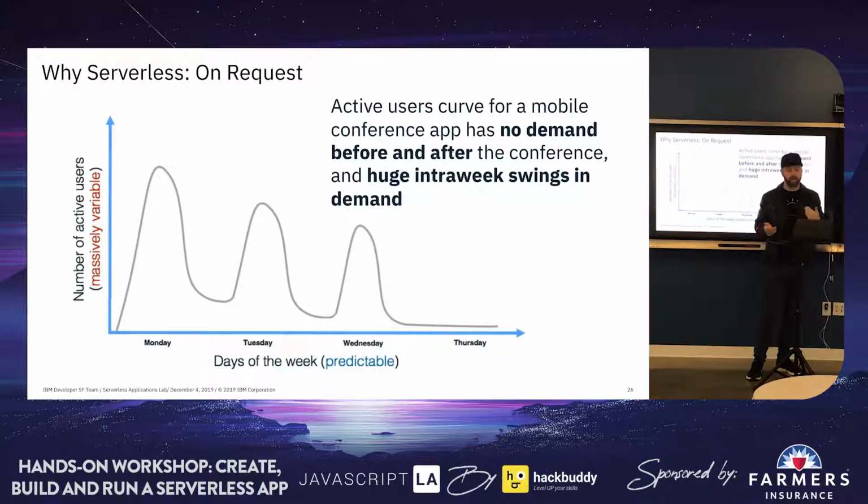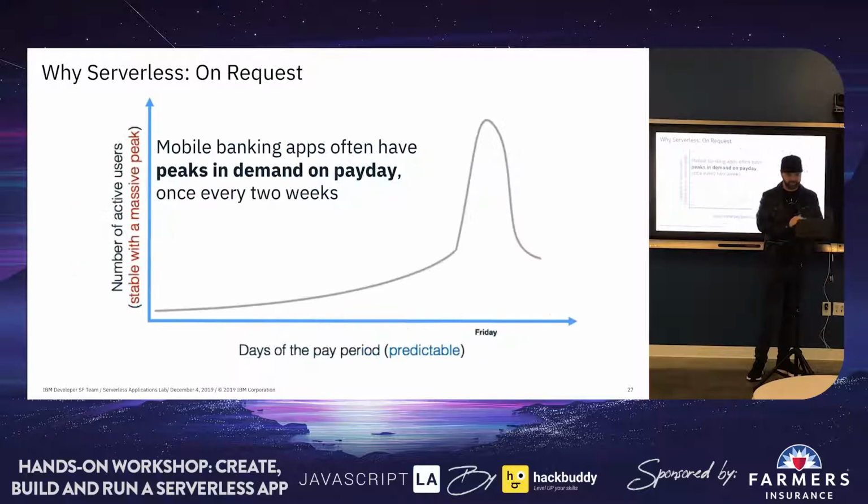Also, let's say you know that you're going to get demand at a certain time, but you don't know exactly how large that demand is going to be. So maybe you're running a conference app. I know we do this. We don't know exactly how many people are going to be hitting the website, but we know that it's just going to be a ton more. Dealing with it on a serverless basis means that you don't have to pay for that usage if it's not being consumed. Also, let's say you have a mobile banking app. They have peaks in demand on payday, which is once every 2 weeks. So that's something maybe you'd use a serverless implementation.